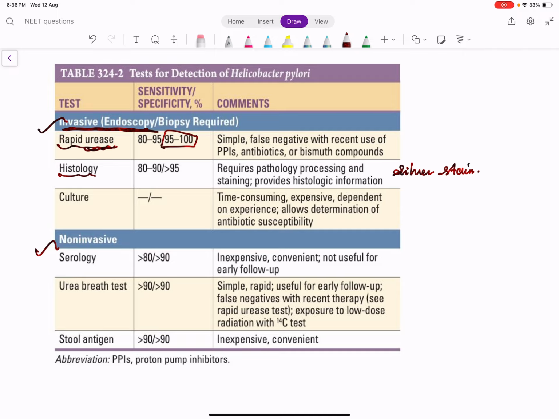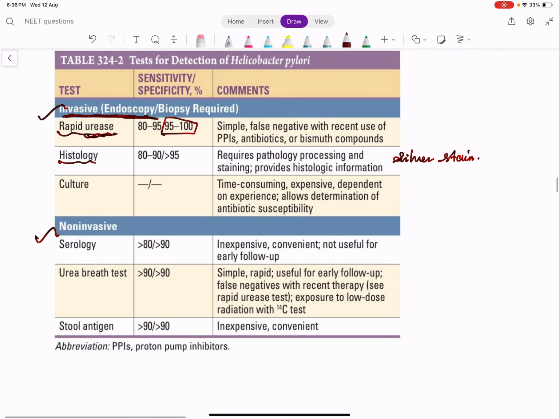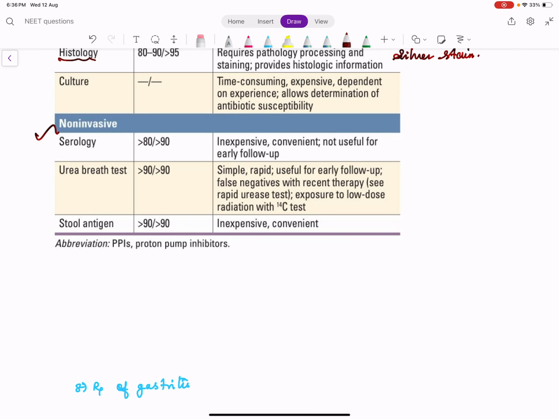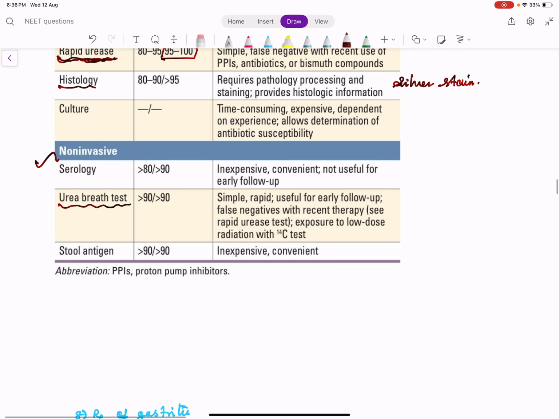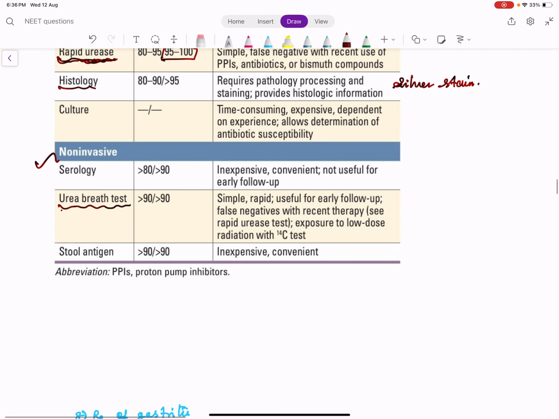When the tissue is put in urea, it breaks it down and generates ammonia. Ammonia is actually an alkali, so it produces a change in pH. So rapid urease test is diagnosed from an endoscopy tissue. The non-invasive counterpart of the urease test is the urea breath test. The concept is simple. The person has urease in his stomach. So when given urea, urease breaks down the urea and generates ammonia. When ammonia is breathed out, it will cause a change in pH. Right? So that is called the urea breath test.